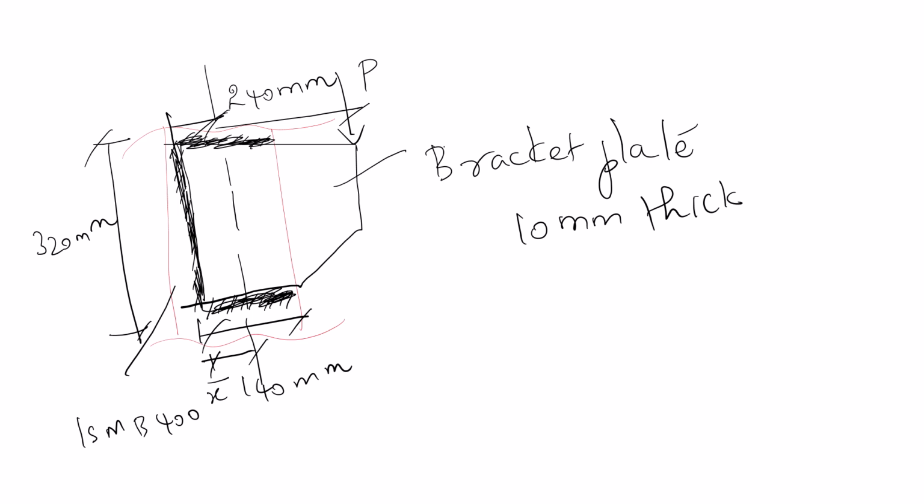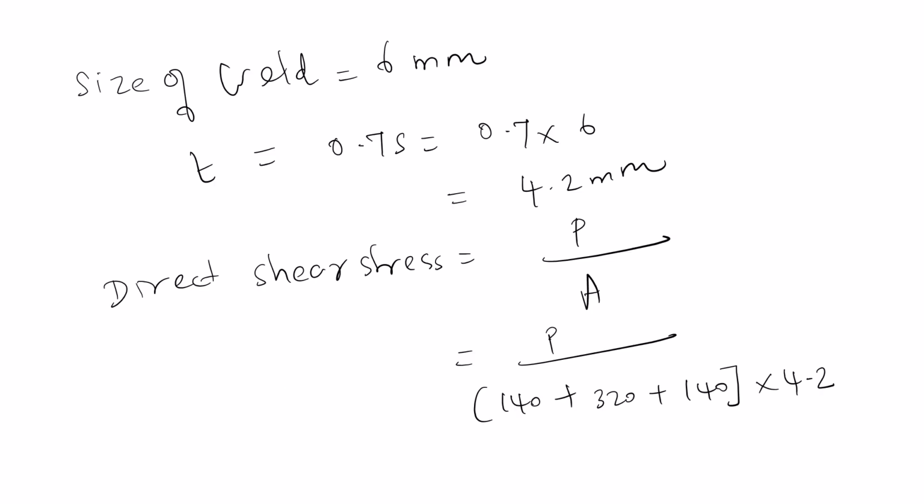So we know very well this type of bracket connections are subjected to two types of stresses: direct shear stress, and the other one is stress due to the torque, the twisting moment. So we are calculating these two values. For that, first we are taking the size of the weld as 6 mm and throat thickness 0.7 into 6, 4.2 mm.